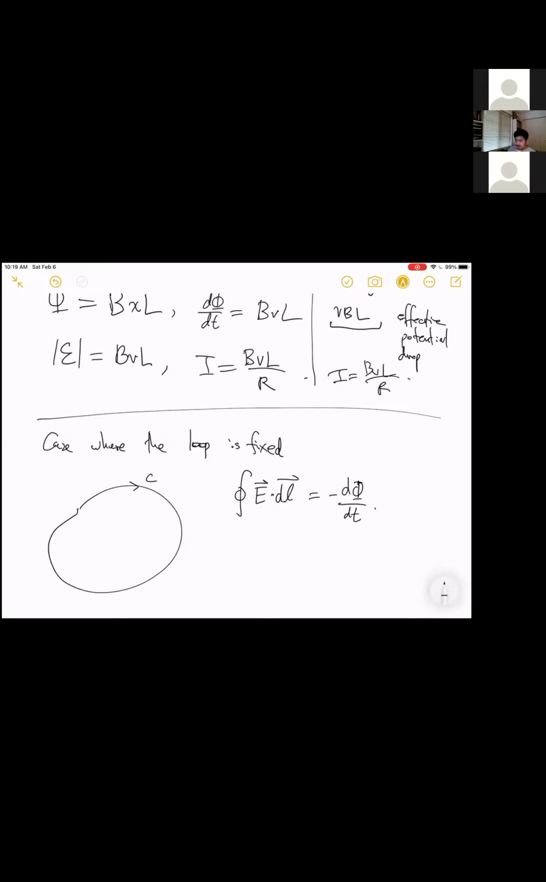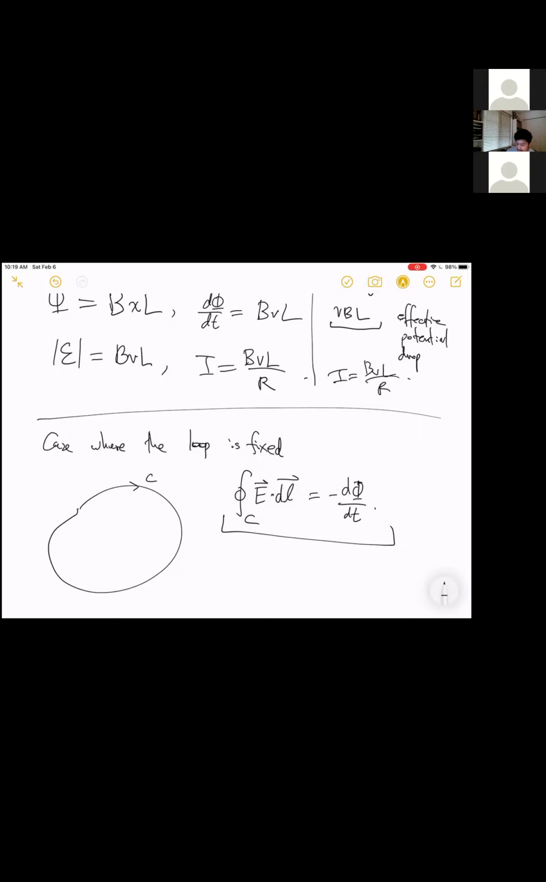So just from what physics we know so far, there's a glaring issue with this statement. Can anybody tell me what the glaring issue with this statement is, based on the physics we understand so far? Yeah, somebody said electric fields are conservative, so it doesn't make sense to say the line integral is non-zero. Exactly.